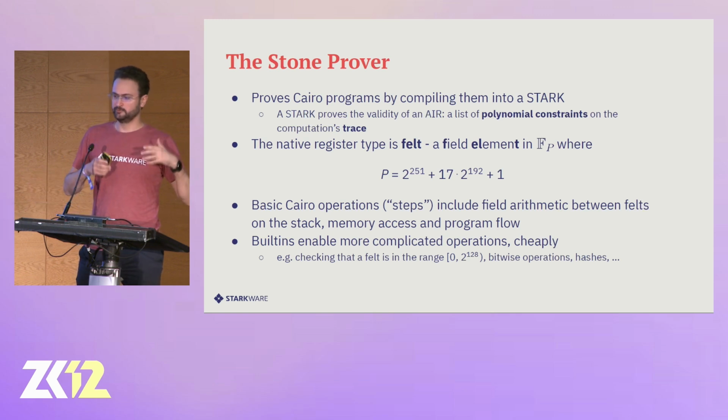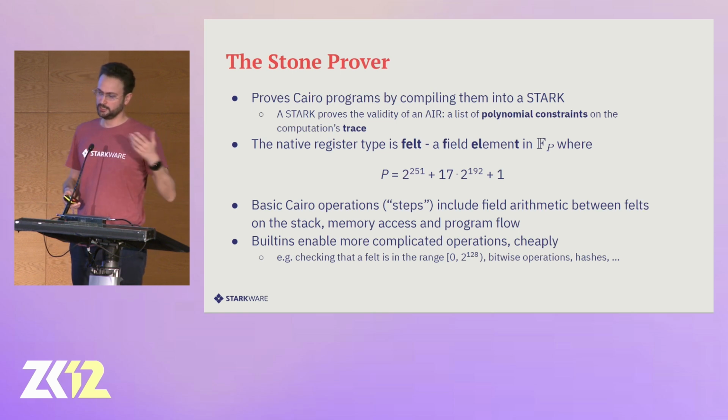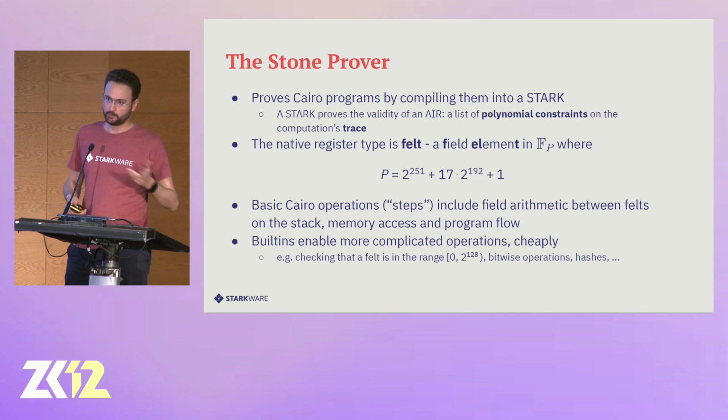And both Cairo and the STARK have a native register type, which is a field element, which we call felt, over a big prime, which is roughly 2 to the 251. Cairo allows us to use basic operations called Cairo steps, and they include things like field arithmetic between elements on the stack. So one element can be the sum of different elements on the stack or the product of different elements on the stack. So we can have memory access.